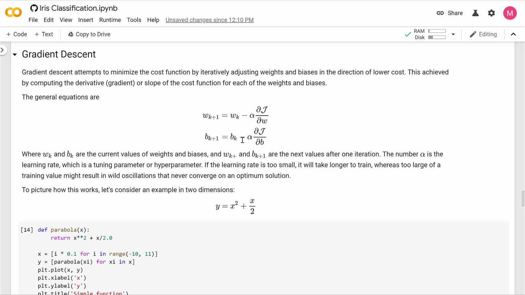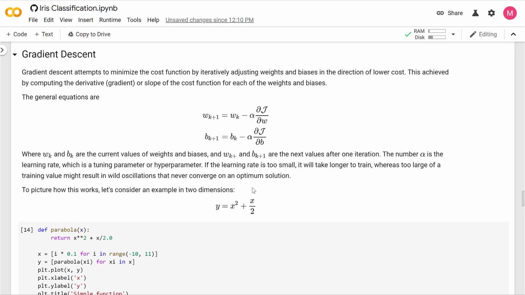So we do the same thing for the bias. We subtract from the current value of the bias the learning rate times the partial derivative of the cost function with respect to the bias. And so each of these two terms are called the gradients, or the slope. You can imagine it's kind of like going downhill on that curve of the loss function that we saw earlier.